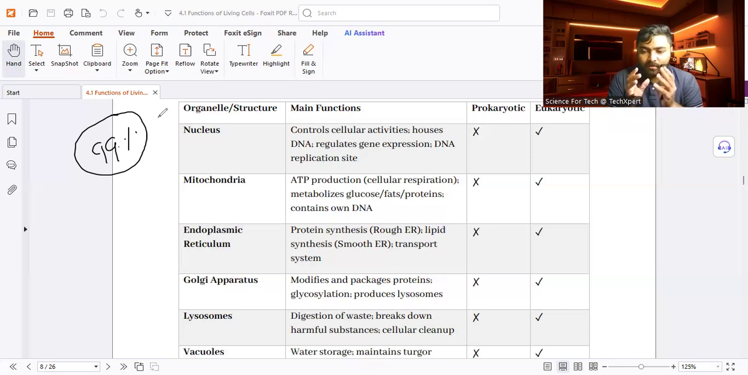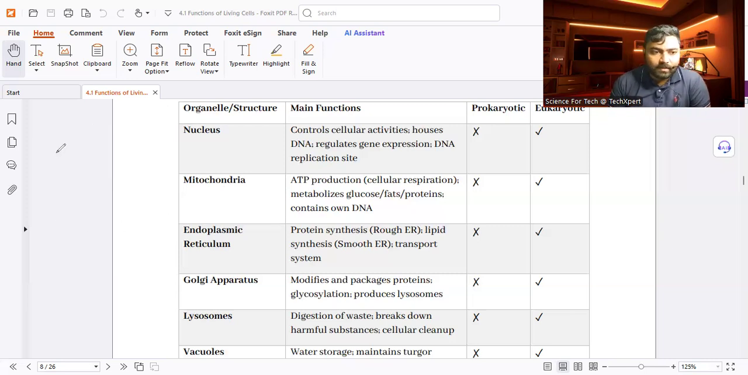Mitochondria is considered the power station of a cell. Power station means it can generate energy. Actually, this energy is a kind of molecule. That molecule is known as ATP, adenosine triphosphate. There are three phosphate groups in adenosine triphosphate.